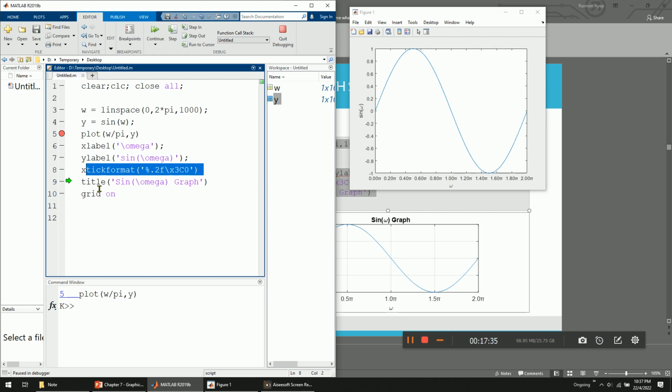And then the title. Title is basically open bracket, and you add the title at the top. So sine, omega, this one is just a symbol, and then graph. Let me run this. So the sine omega graph. There is no grid here, so you just write grid on. It will create a grid.